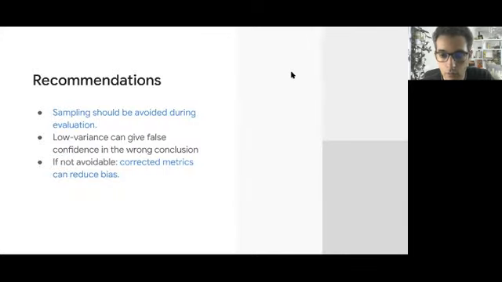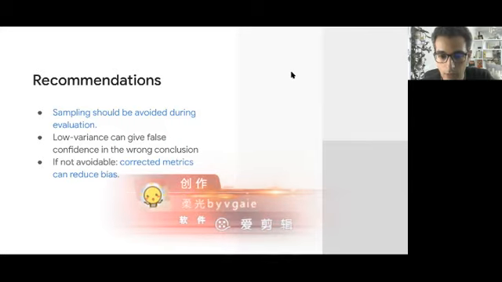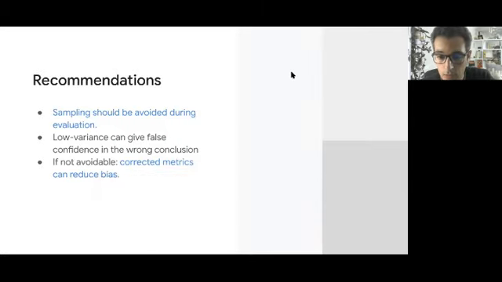To conclude, with this work, we wanted to bring attention to the potential danger of sampling during evaluation. Many of the common evaluation metrics have high bias and low variance, and this could lead to apparent confidence in the wrong conclusion. For this reason, we recommend avoiding the use of sampling during evaluation, or using a sample size as large as possible. When sampling is unavoidable, the correction methods that we propose can give an improvement, although they are not completely immune to this issue.